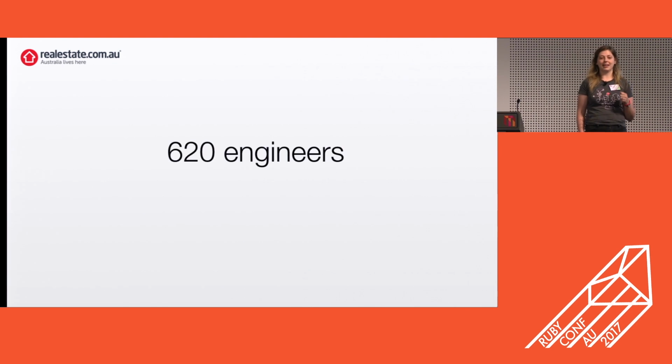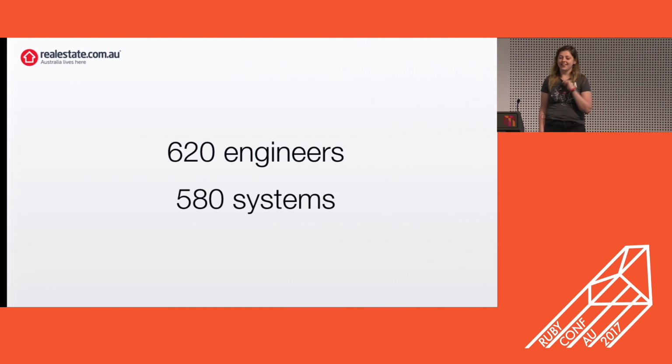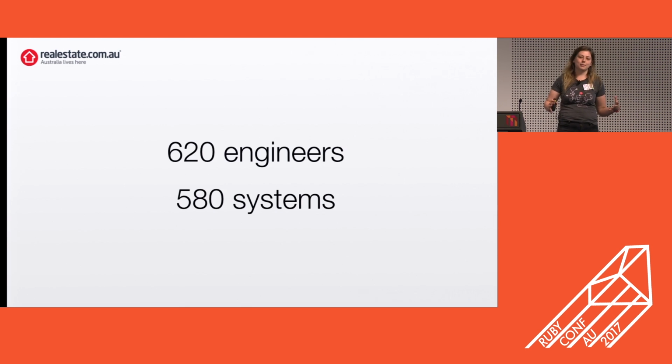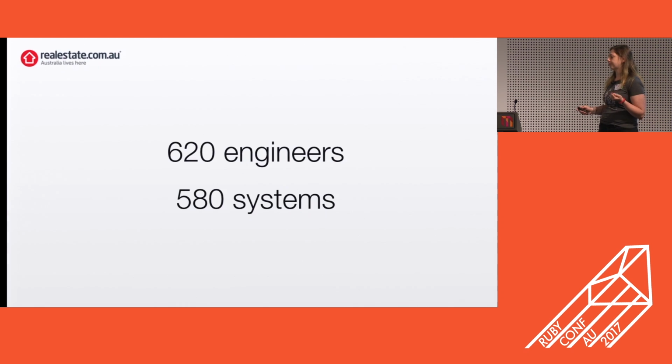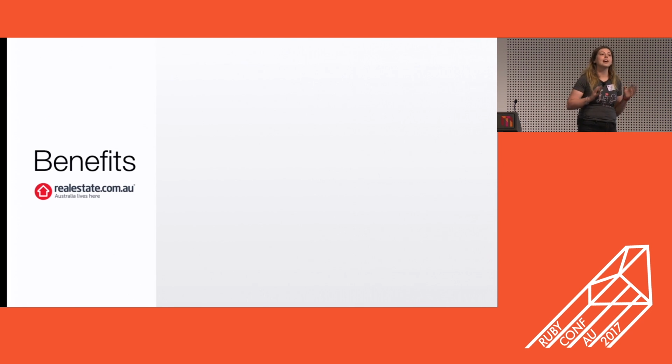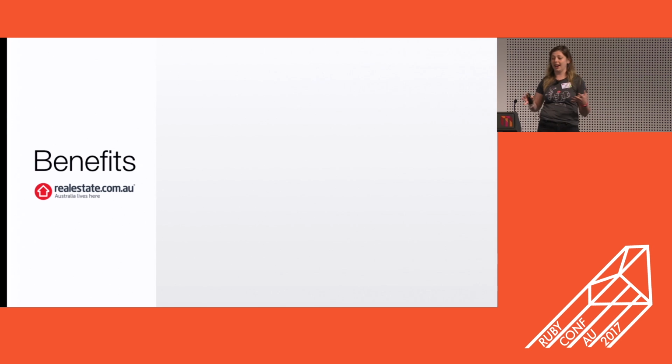So if we look at the actual numbers, REA currently has about 620 engineers, and they're covering 580 systems. You don't have to be a mathematician to figure out that that is almost one engineer for every single system. And lots of these are deployed in different environments as well. So that's not deployments, that's just apps. Maintaining this ratio would actually be completely impossible for us if we didn't invest in some sort of tooling. But the benefits that we've seen since introducing it have been really great.